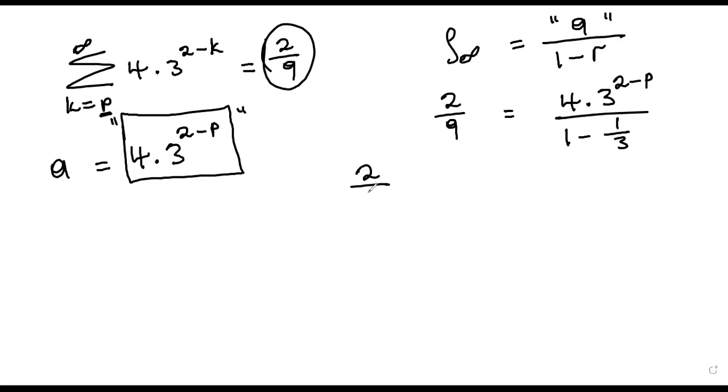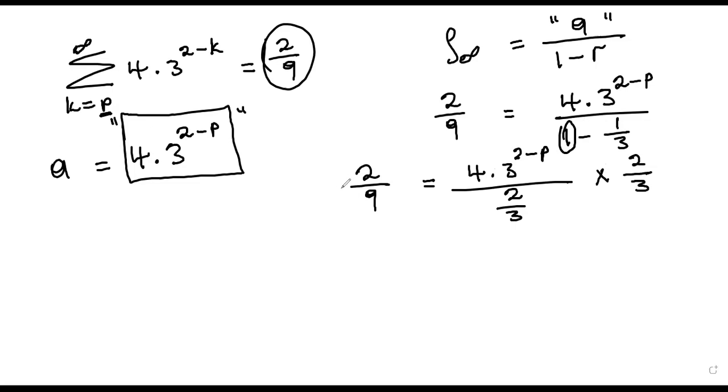So let's work. We'll still have 2 over 9 on the left. And even here, you'll still have 4 times 3 to the 2 minus P. But now we simplify the denominator. So 3 over 3, which is 1, minus 1 over 3. It's going to give us 2 over 3. So because we want to destroy this fraction, we multiply both sides by 2 over 3, like that. So if we do, this one and that one will cancel out. So when they cancel out, you are just going to be left with 4 times 3 raised to the 2 minus P. But now here you are just going to have what? 2 times 2 is 4, and then 3 times 9 is going to be 27.